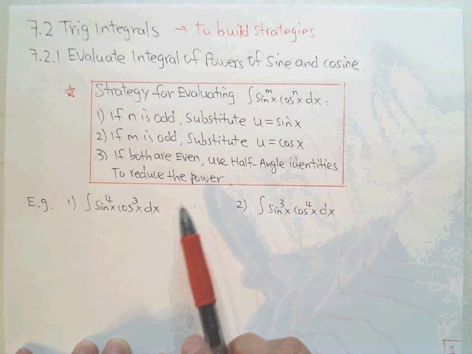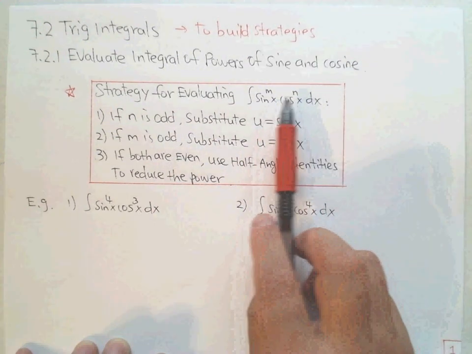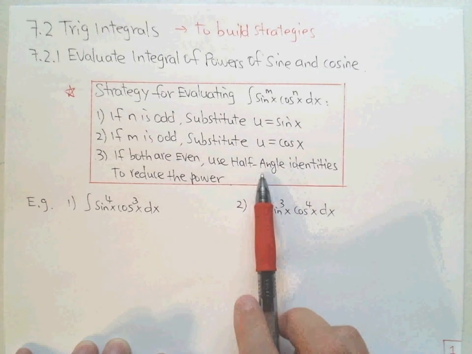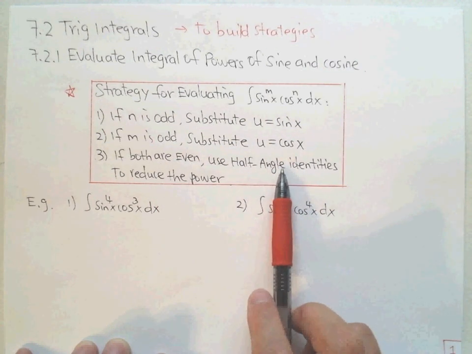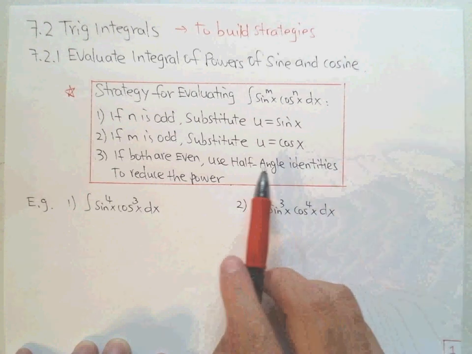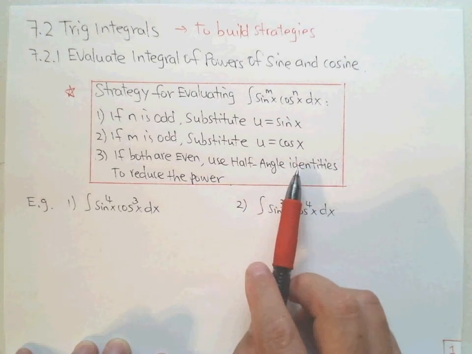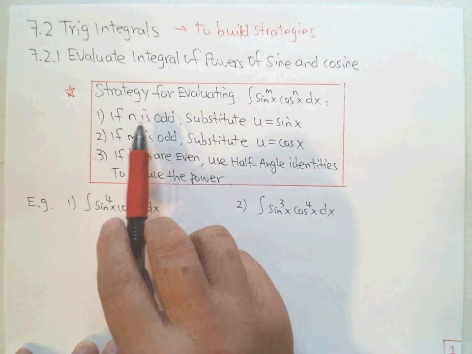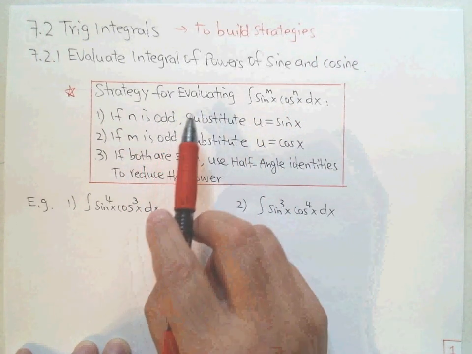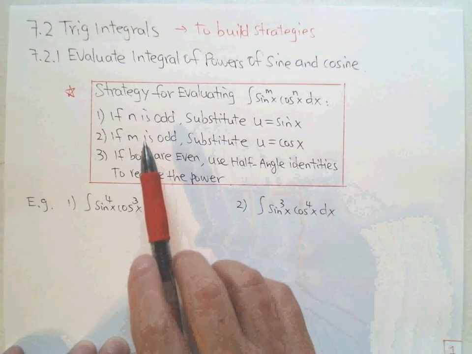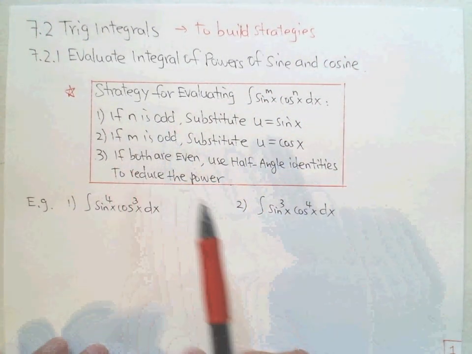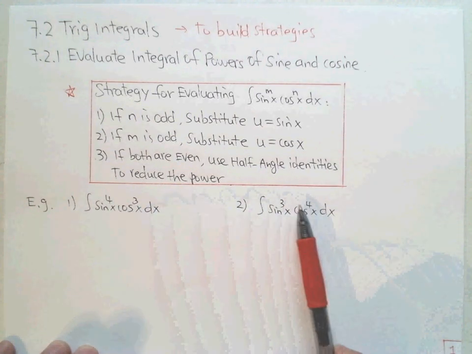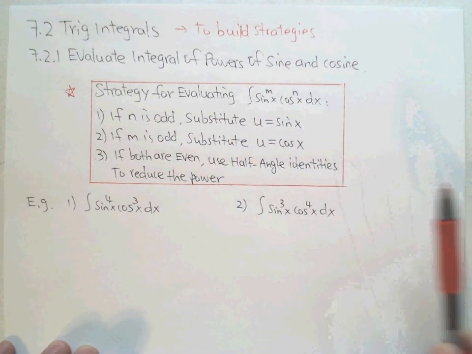If we cannot see any odd power, and both are even, what do we do? We still have a strategy. We can use the half angle or power reducing identity we learned from trigonometry to reduce the power. After reducing, you will find that either one is odd. If not, we can reduce again. The first two cases are the major ones. I have two small examples to show you the basic ideas of how to set up, and later I have a complete example.